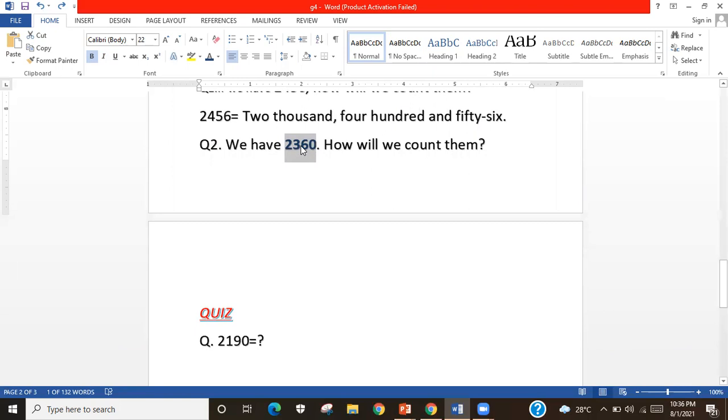In the same way, we follow the same as we have learned before. The last one we have is 0, that is ones. So it is called 0. The second one we have is 6, that is called 60. The third digit always counts as hundreds. That means we have 300. And the fourth digit always counts as 1000. That means we have 2000.